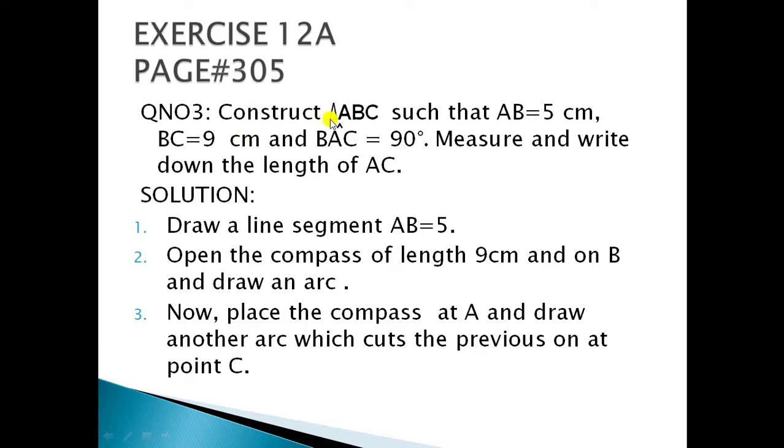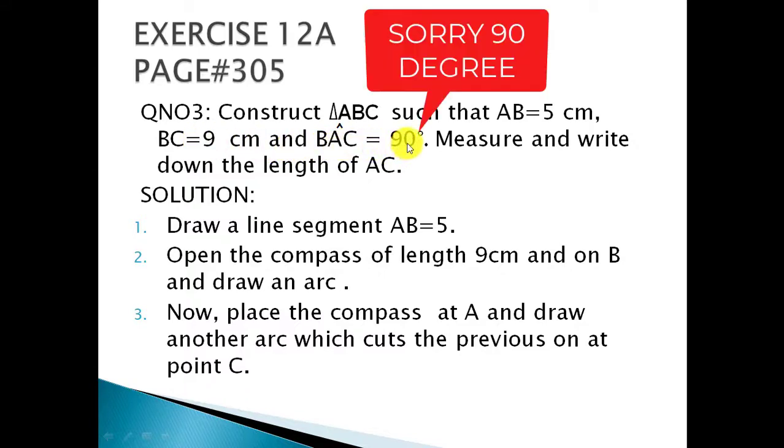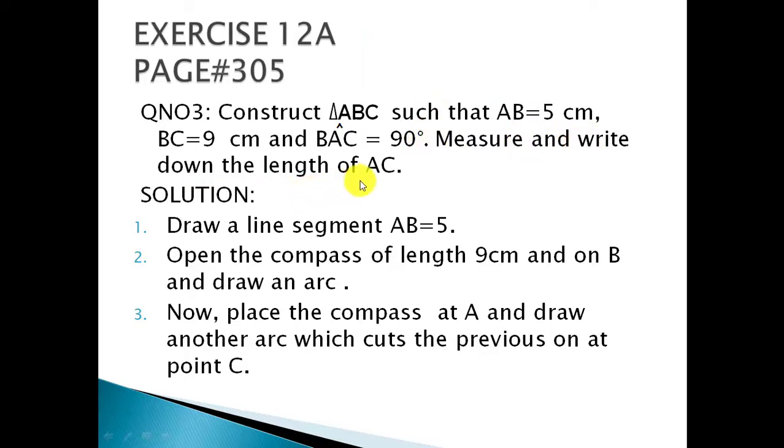Construct the triangle ABC such that AB is equal to 5 centimeter, BC is equal to 9 centimeter, and angle BAC is equal to 90 degree. Okay, measure and write down the length of AC. Here we have a solution.